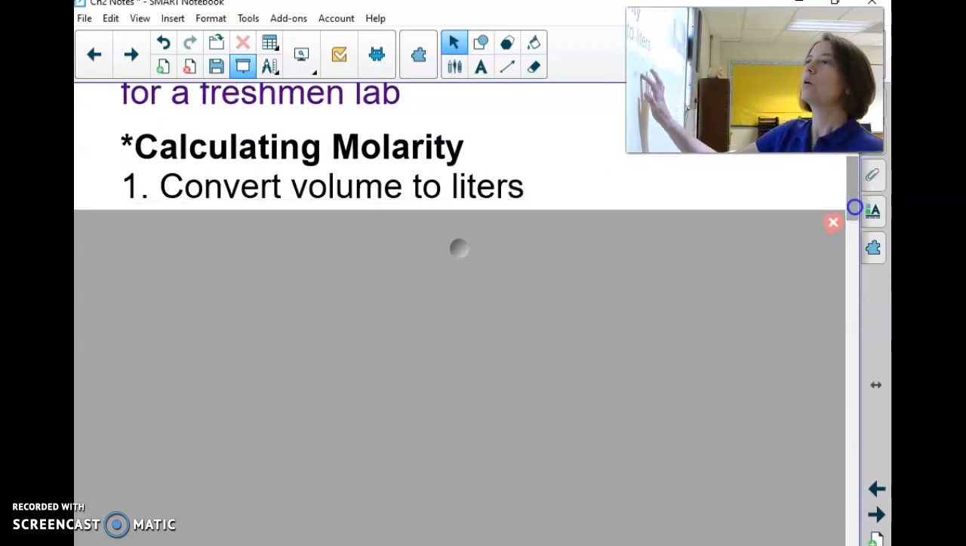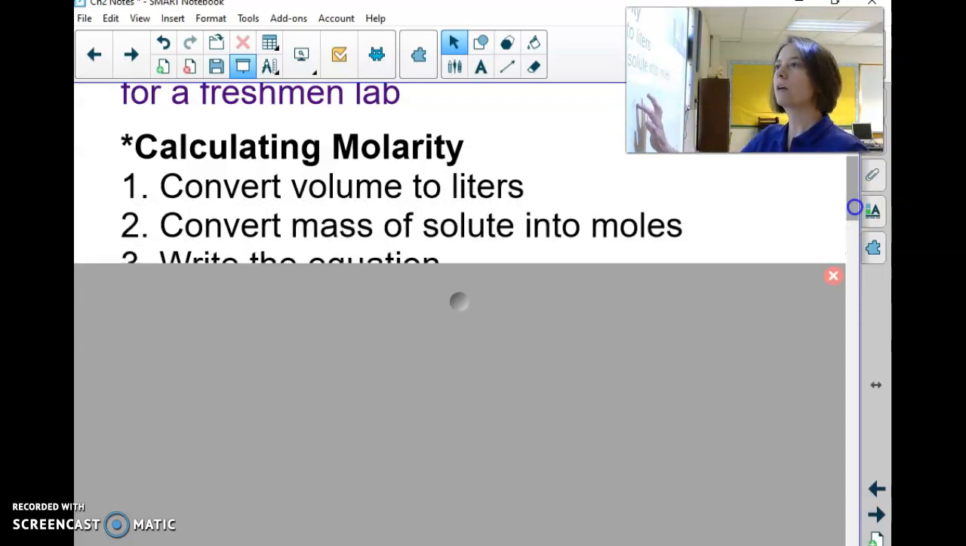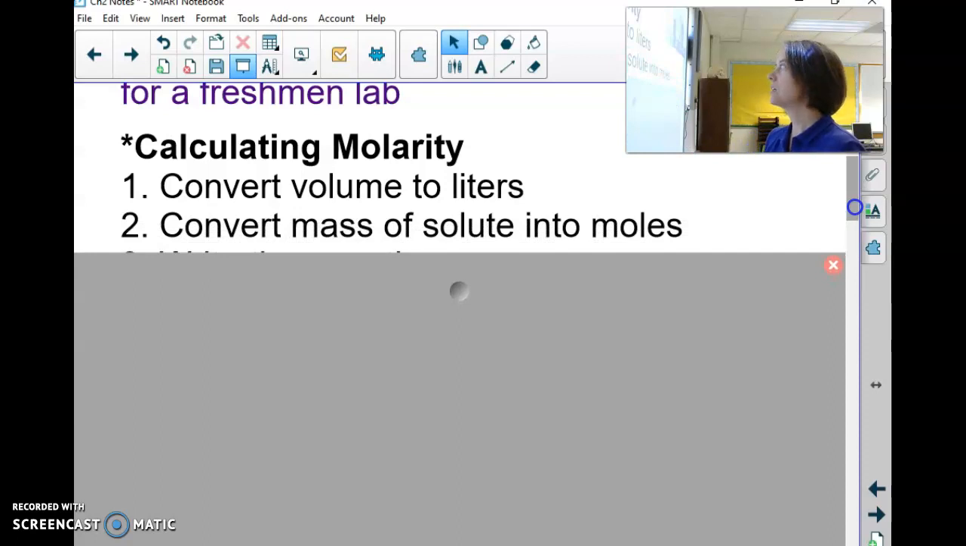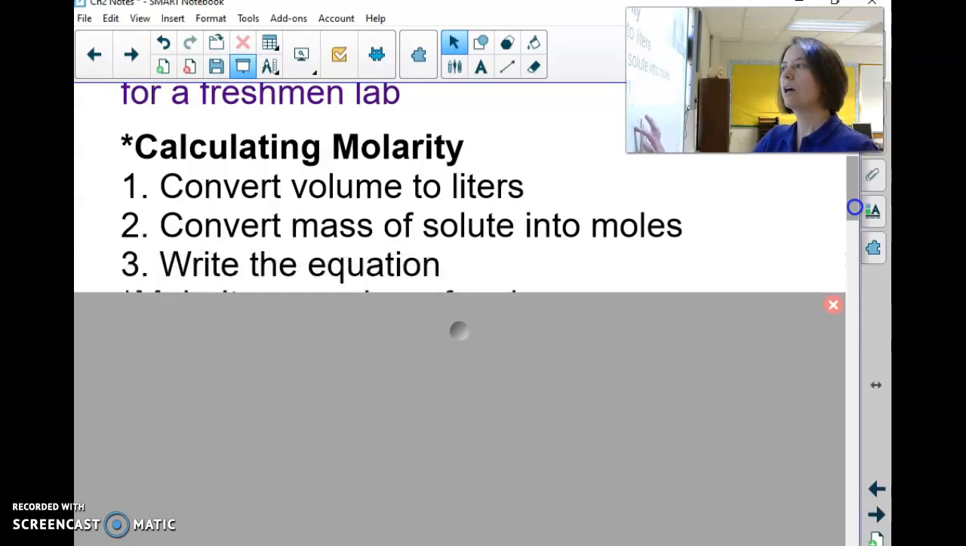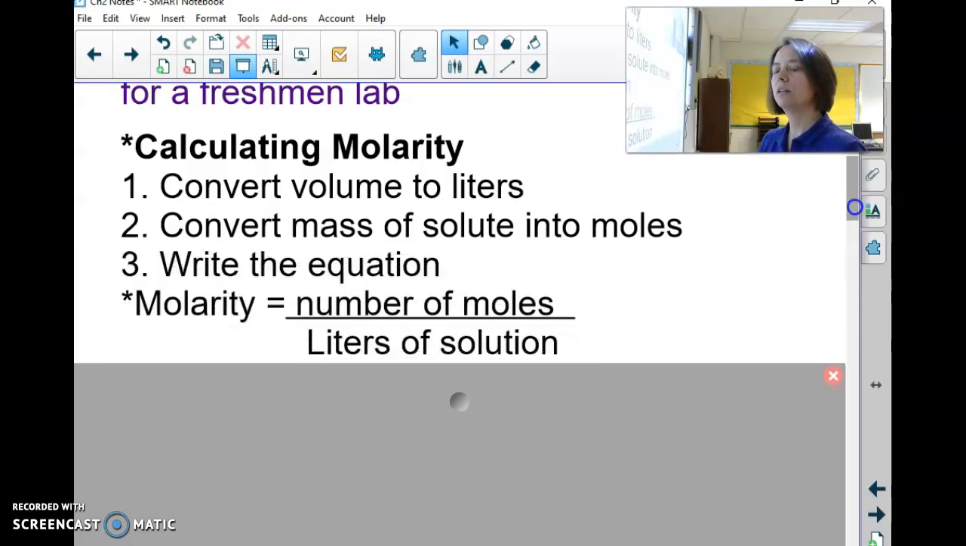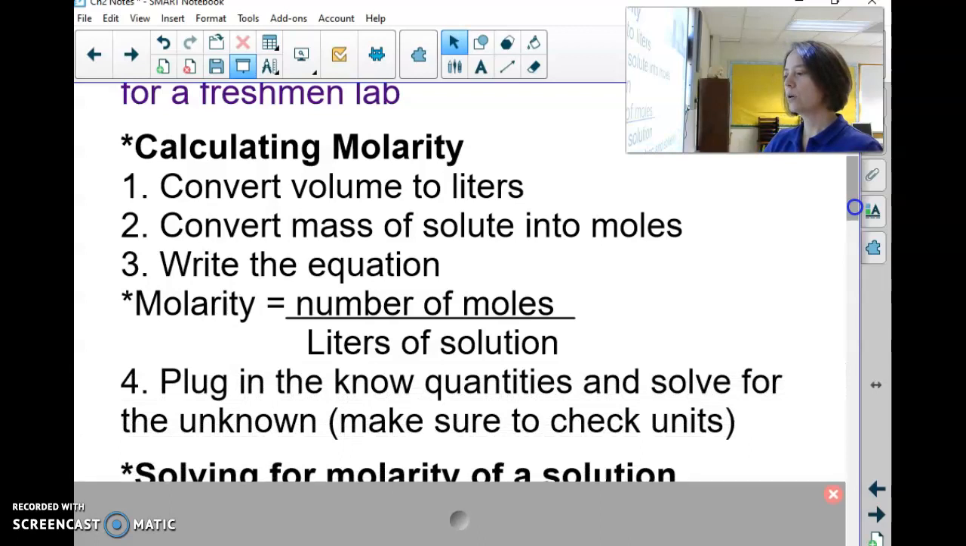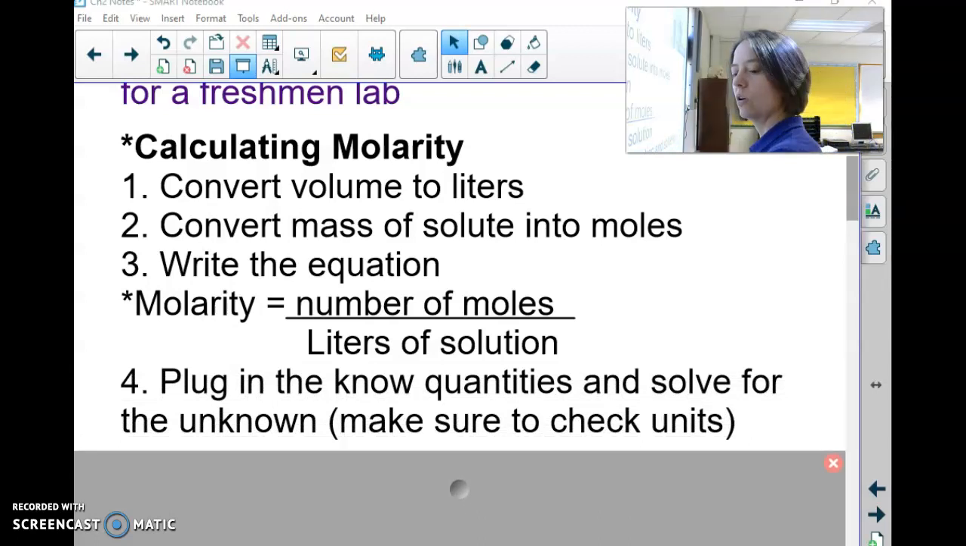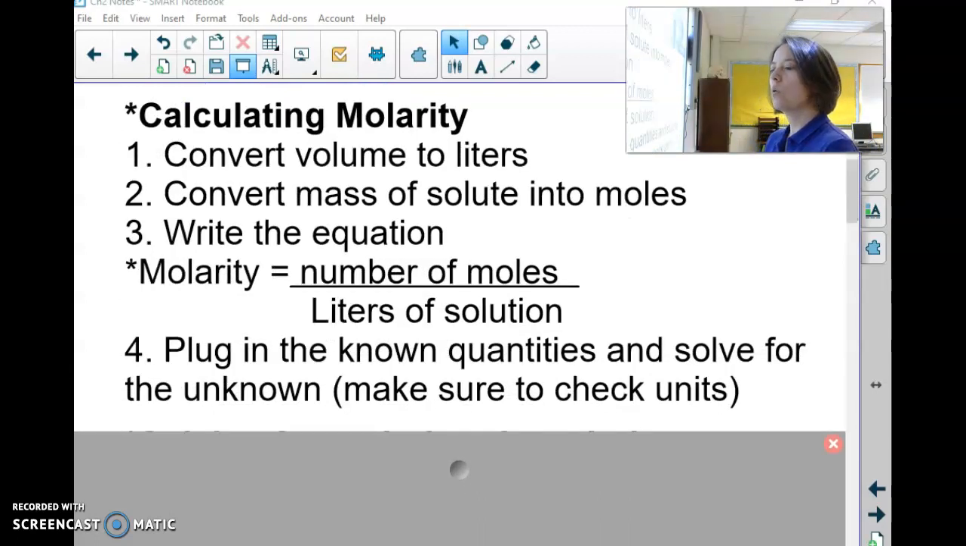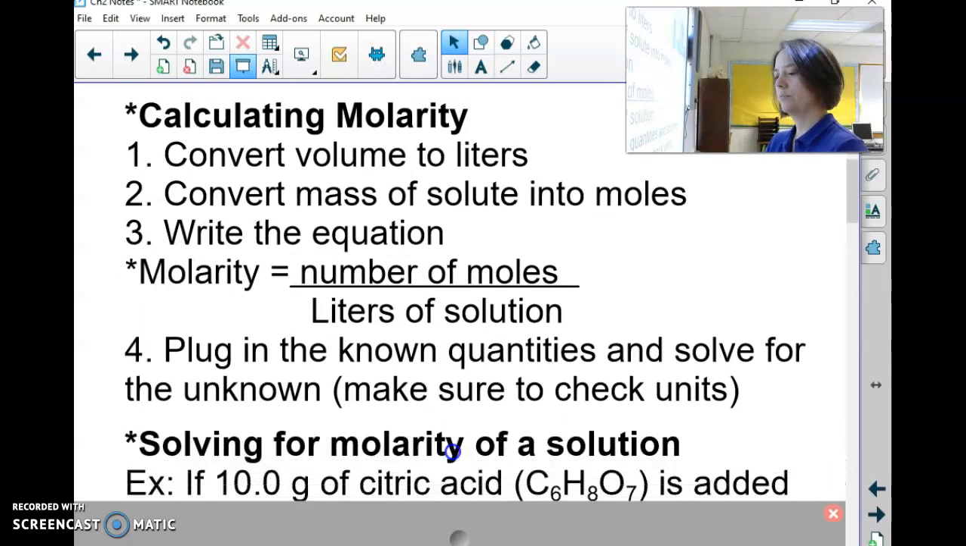First off, we're going to make sure our volume is converted to liters. If you are given a number in mass, we're going to make sure that we convert it into moles. And then we're going to write down this equation: molarity equals number of moles over liters of solution. Then we're going to plug in our known quantities and solve for the unknown and make sure our units are correct.